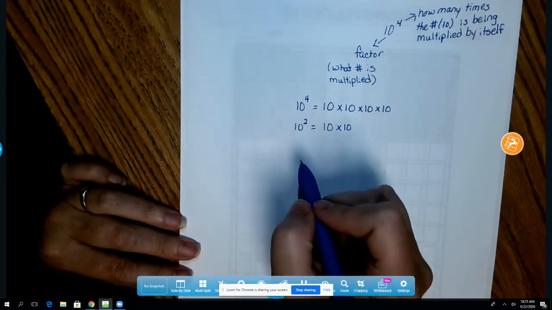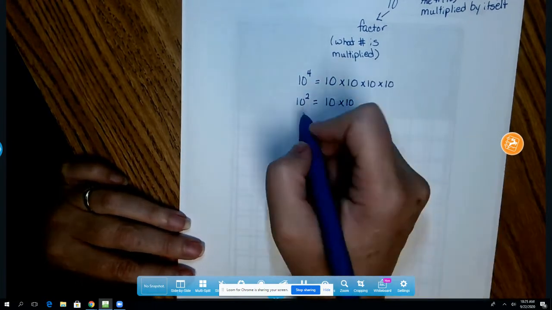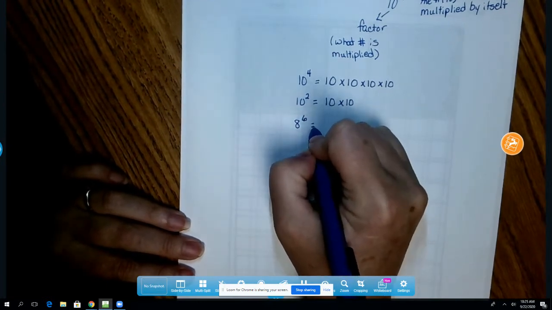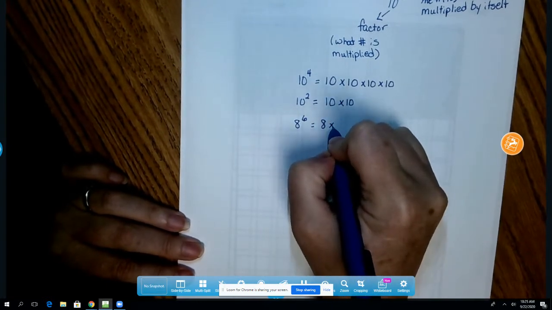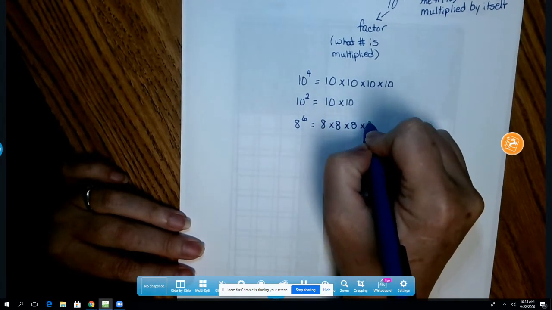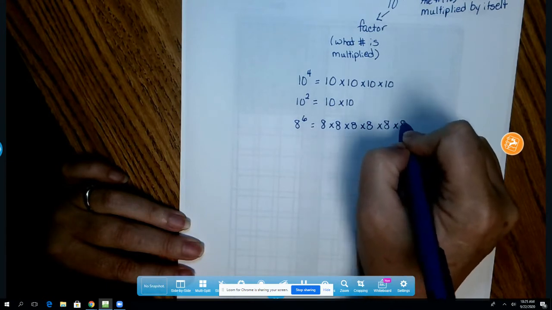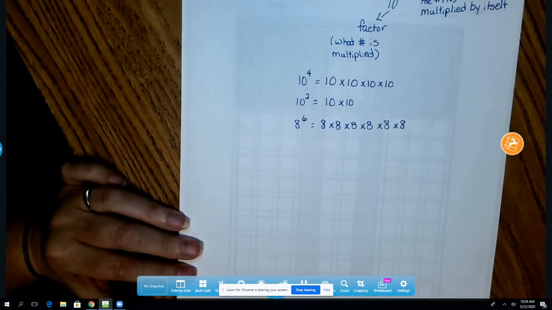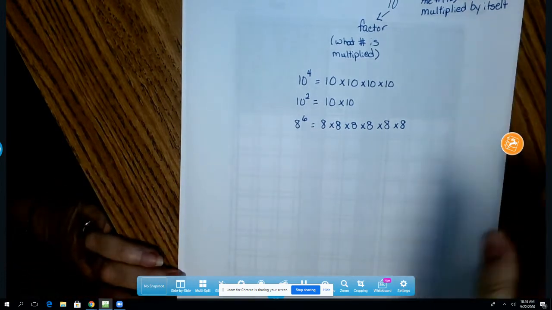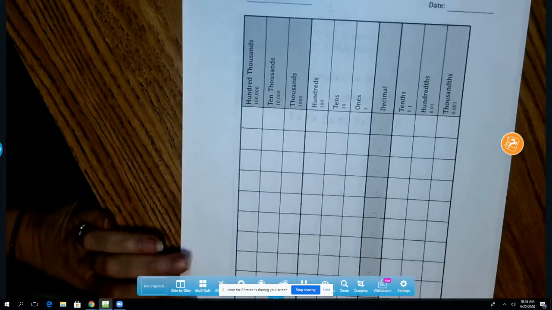Okay, and this works for other numbers besides 10. If I have 8 to the 6th power, then that means 8 is going to be multiplied by 8 6 times. Okay, so that is what an exponent is. This is what it's meaning. So now we need to talk about how to multiply exponents.